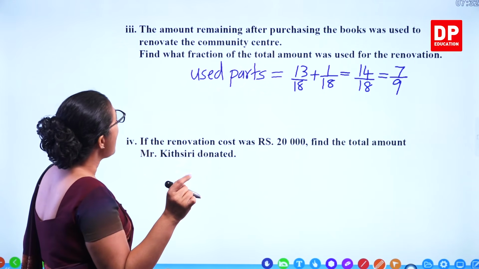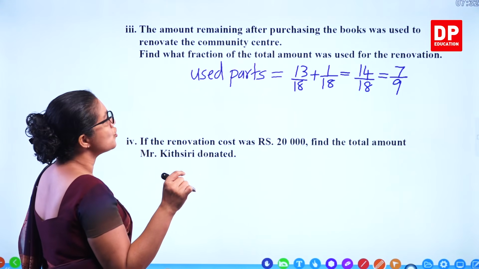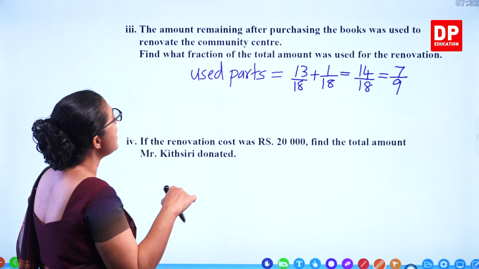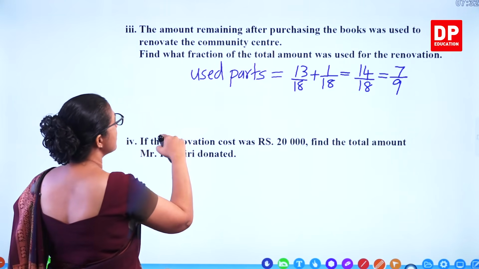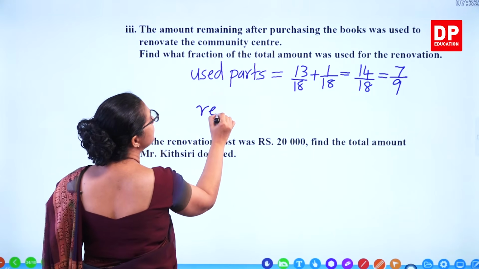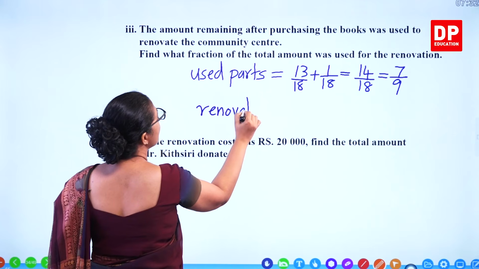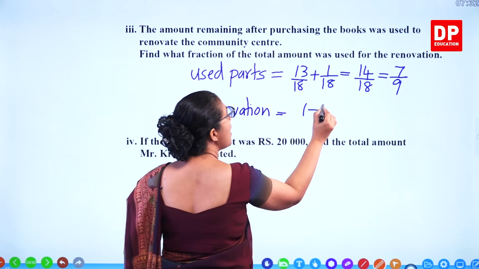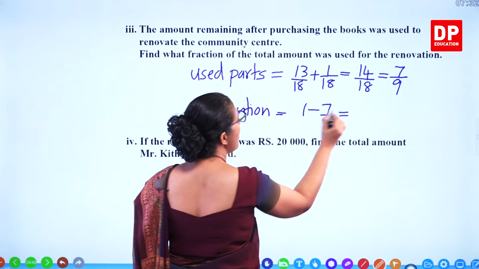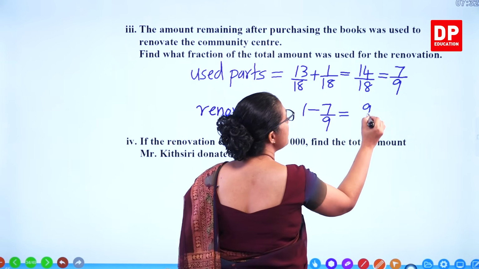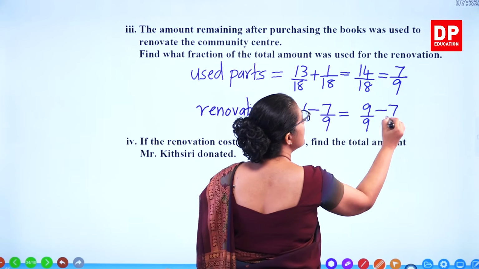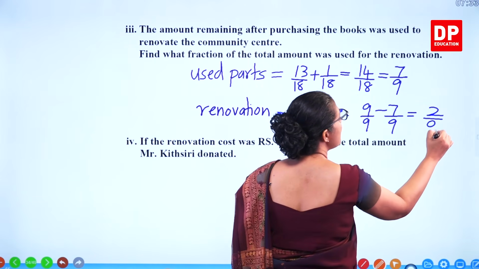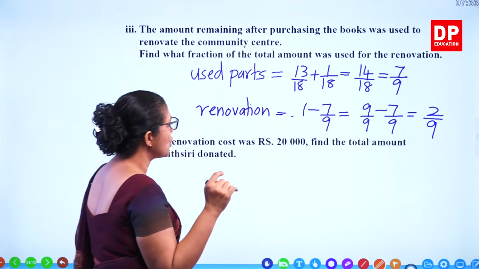So find the fraction of the total amount that was used for the renovation. So that's the remaining part. For renovation, used 1 minus 7 over 9 remaining parts. So that means 9 over 9 is 1, minus 7 over 9. You can write 2 over 9 parts for renovation.